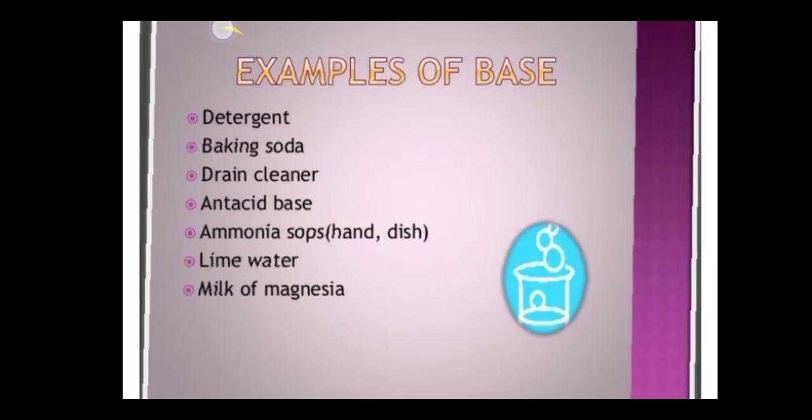Examples of bases. So where do you find bases? You find bases in detergent. You can find them in baking soda. You can find them in drain cleaners. You can find them in antacids. You can find them in milk of magnesia.